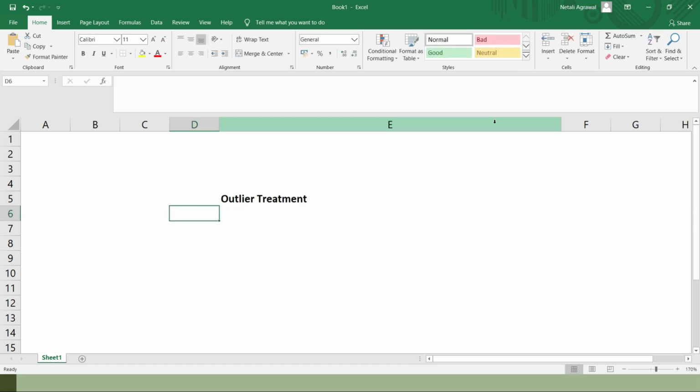Now, how to do an outlier treatment? You can have two types of outliers. One is the values which are crossing your upper limit, and the other is the values which are crossing your lower limit. So at both the tail ends, you will have these kinds of outliers or extreme values. So how to do that treatment?